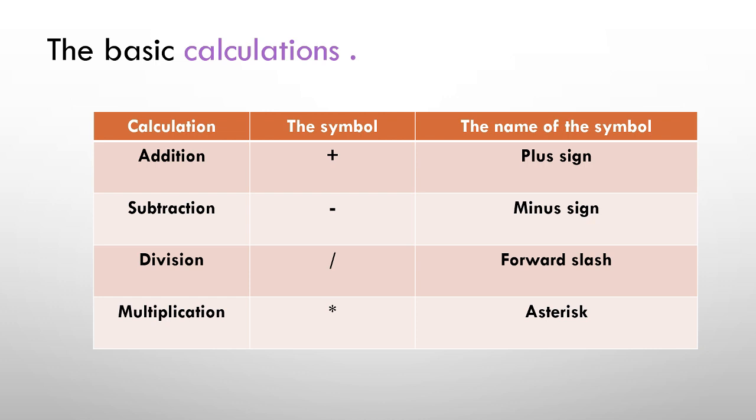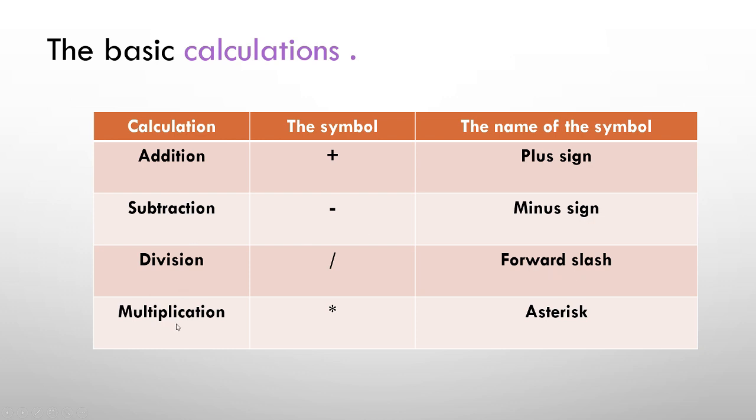The first calculation is addition. Can you see the symbol of addition? The name of the symbol is plus sign. And the second calculation is subtraction. The symbol is minus sign. And then the third calculation is division. Can you look at this symbol? This is the symbol of division that we are using on spreadsheets. The name of that symbol is forward slash.